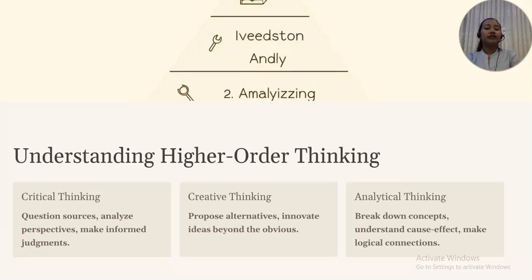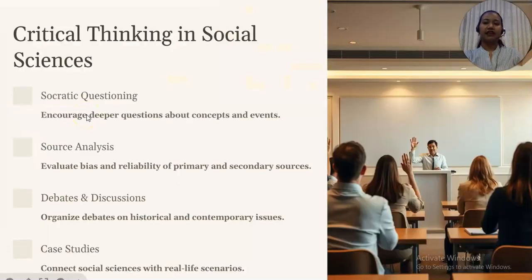Let me give you a simple example. Suppose we're teaching about Mahatma Gandhi. A low order question would be, when was Mahatma Gandhi born? But a higher order question would be, why did Gandhi choose nonviolence as a method? Could he have chosen another path? Now that's powerful learning. So next we go to critical thinking in social sciences.